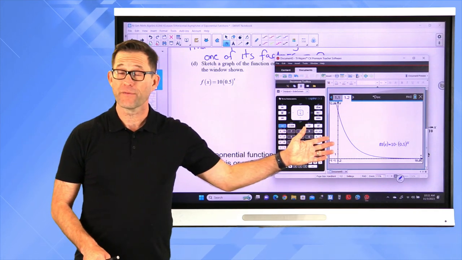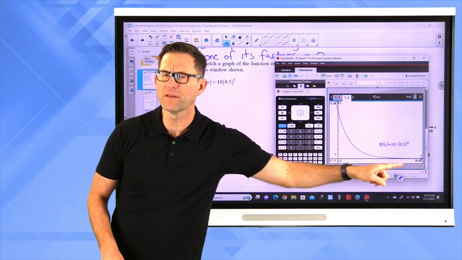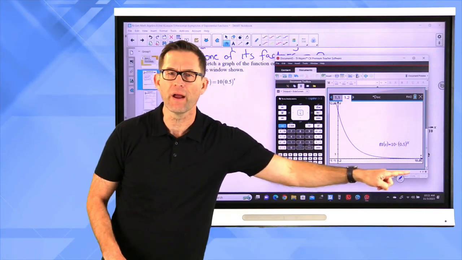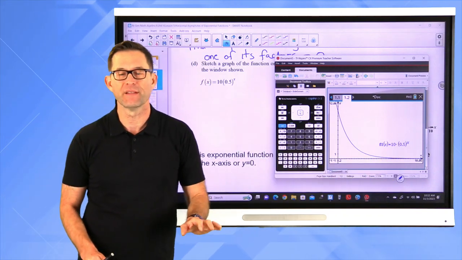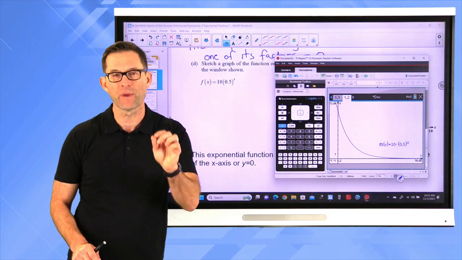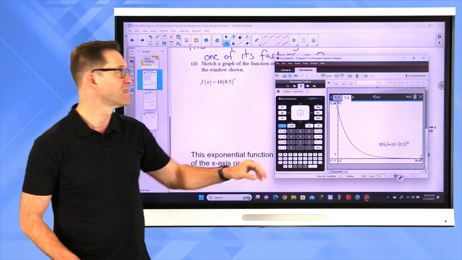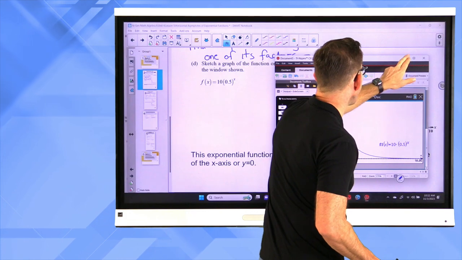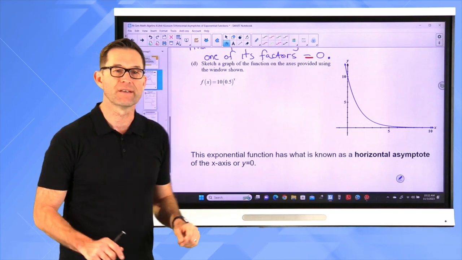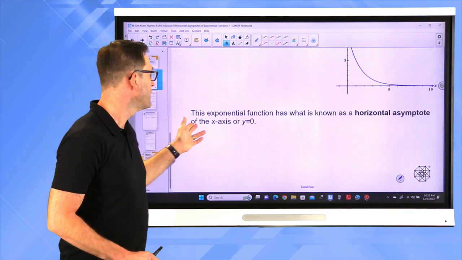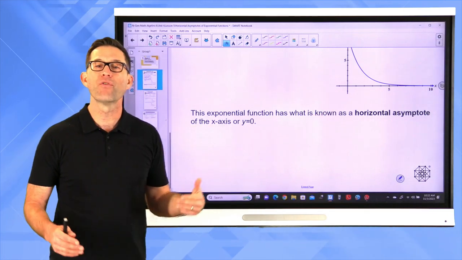Anyway, here's our graph. It starts at 10 and it's decreasing as x increases. Now, you might be saying to yourself, well, it hit zero down there. It ran into the x-axis somewhere down there. It didn't. It's getting very close to the x-axis, so close that we can't tell the difference because of the pixel size on our graphing calculator, but it's not actually ever having an output of zero. So there's our curve. Great. We've got it sketched. Now, what we say is this exponential function has what is known as a horizontal asymptote of the y-axis.